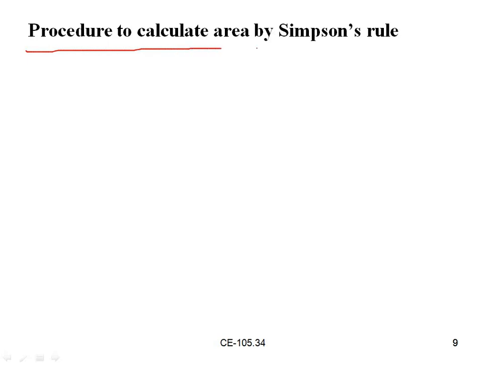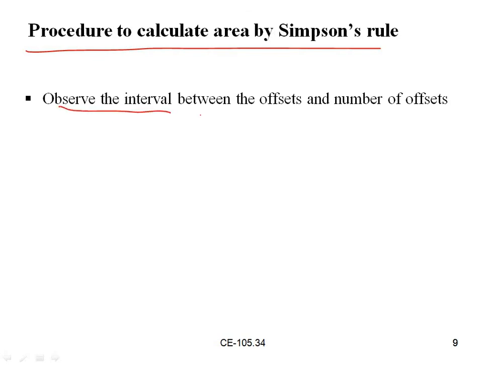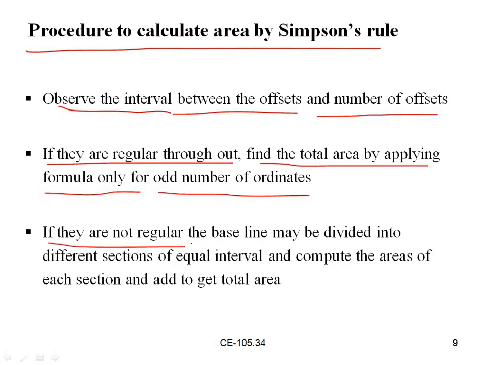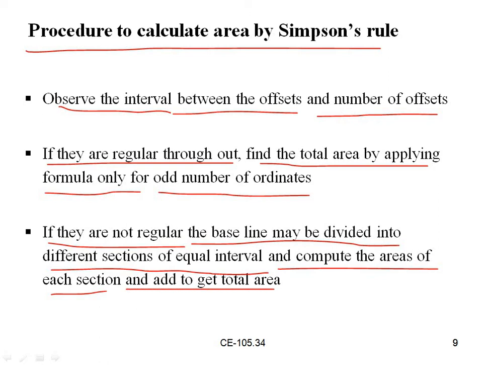So, the procedure to calculate area by Simpson's rule. First we have to observe the interval between the offsets and the number of offsets, how many are there. Next, if they are regular throughout, find the total area by applying the formula only for odd number of ordinates. If they are not regular, the baseline may be divided into different sections of equal interval, and compute the areas of each section and add to get the total area. So this type of condition we have to do.